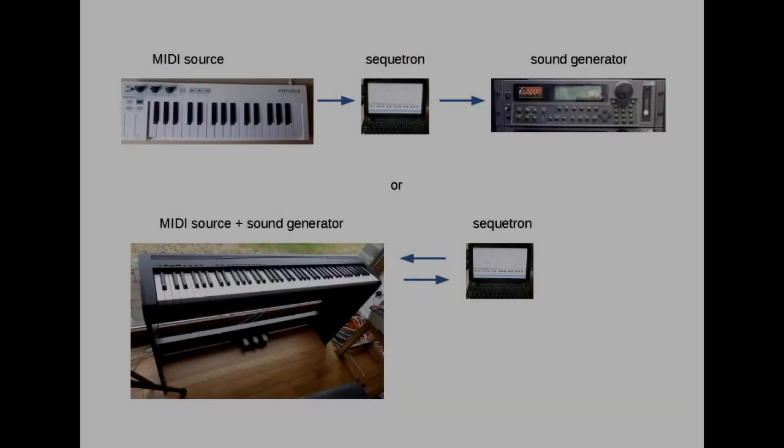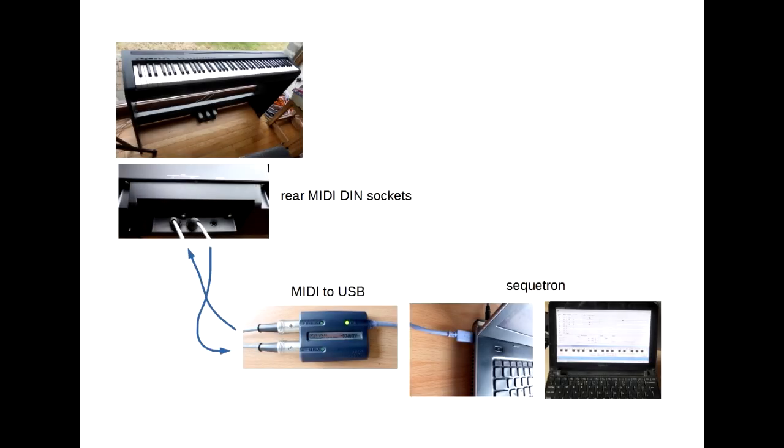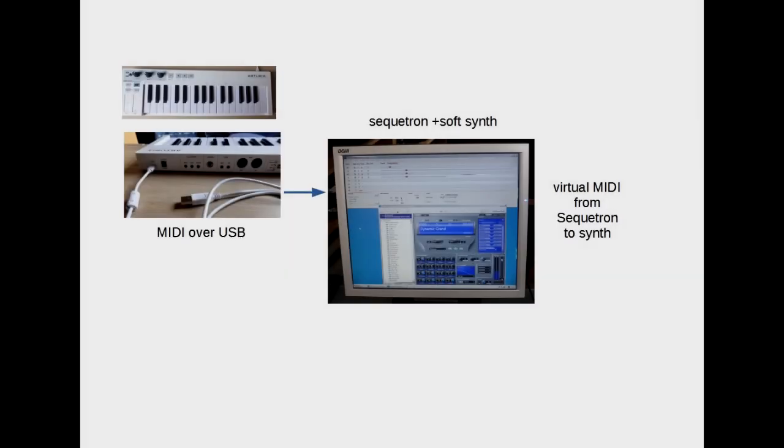Okay, that's an overview of how it works. How do you connect Sequetron into your setup? Well, it needs access to MIDI input and output ports, and these are then inserted in between any MIDI source, like a music keyboard or pads, and one or more sound generators. And depending on your computer's interface, you can use physical MIDI cables, or MIDI over USB, or even virtual MIDI if your sound generators are running on the same computer, such as with a soft synth.